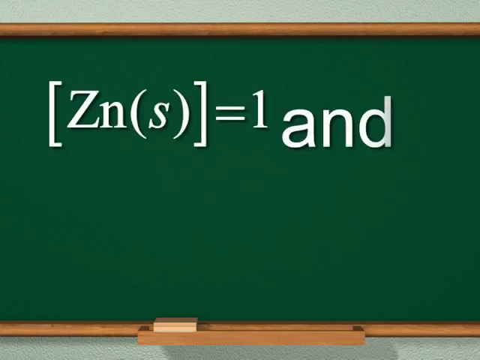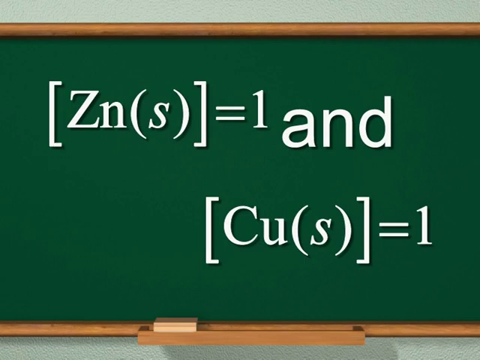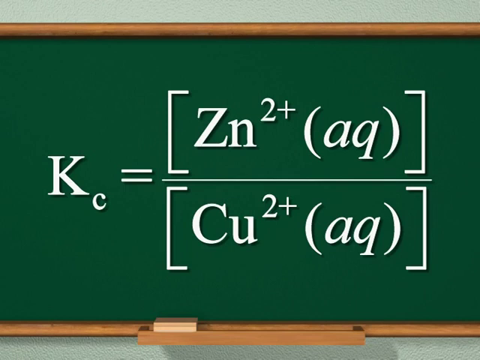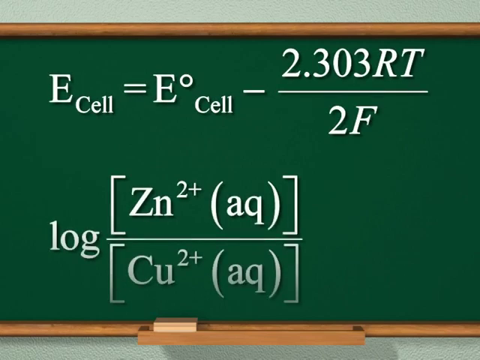Since the concentration of zinc metal is equal to 1 and the concentration of copper metal is also equal to 1, using these values in the given expression we get Kc equal to concentration of zinc ions in aqueous phase divided by concentration of copper ions in aqueous phase. The Nernst equation for the given reaction is EMF of the cell equal to standard potential of the cell minus 2.303 multiplied by R multiplied by T divided by 2F multiplied by log of concentration of zinc ions divided by concentration of copper ions.